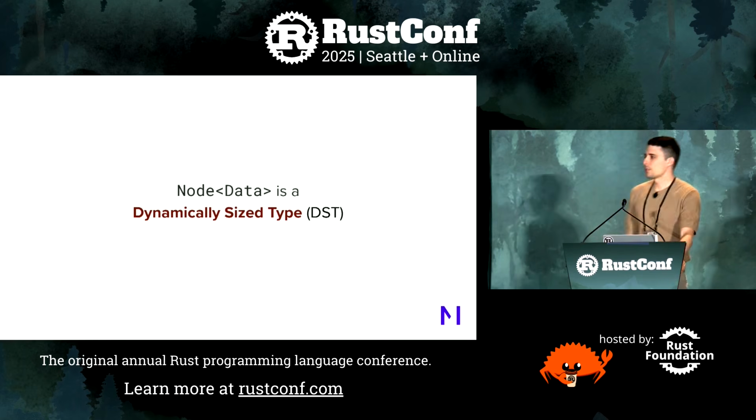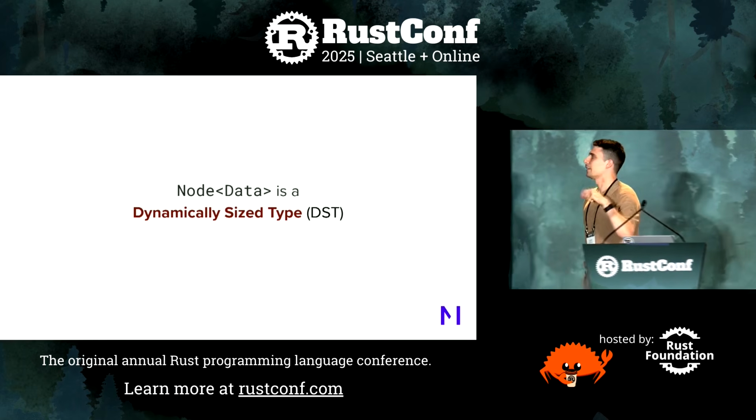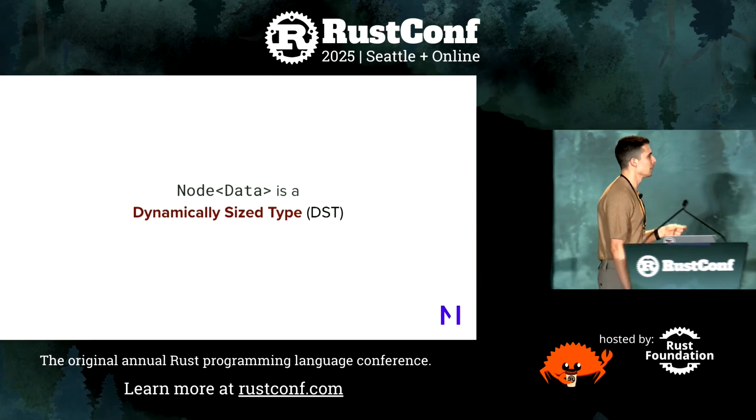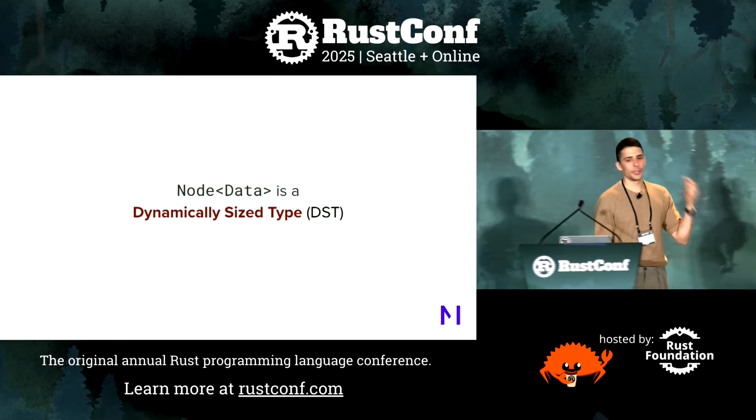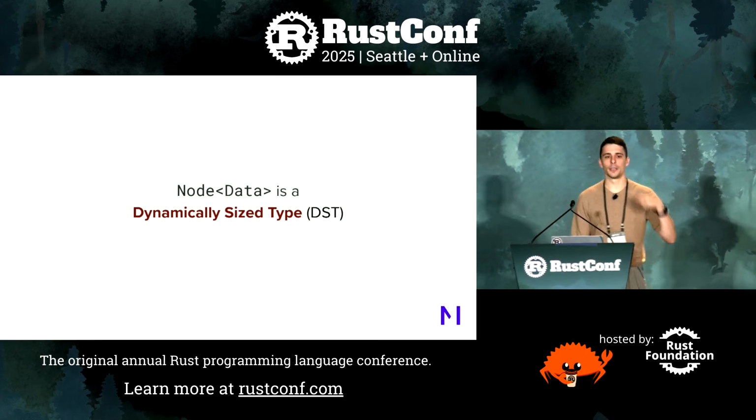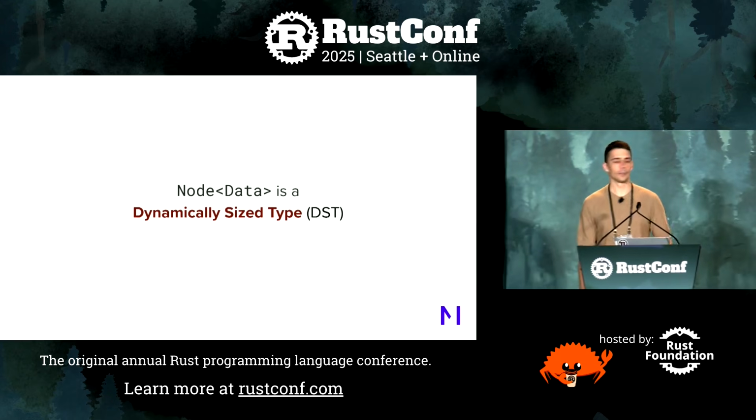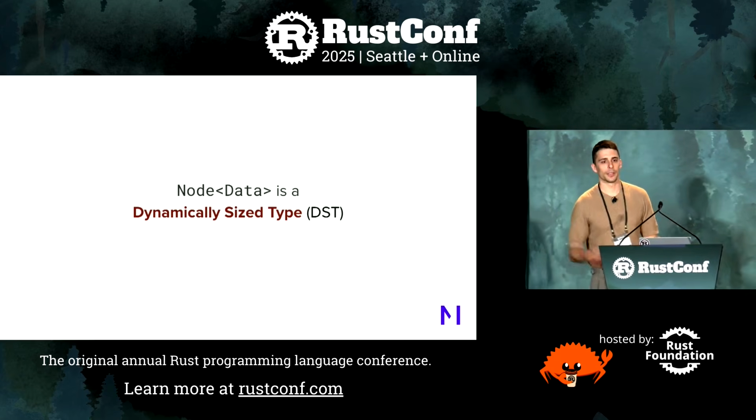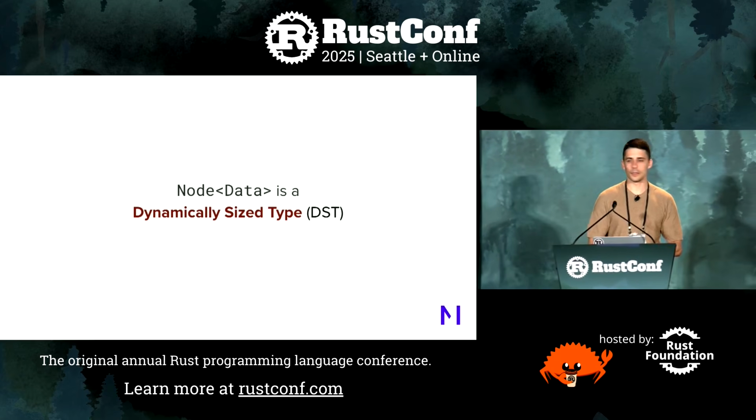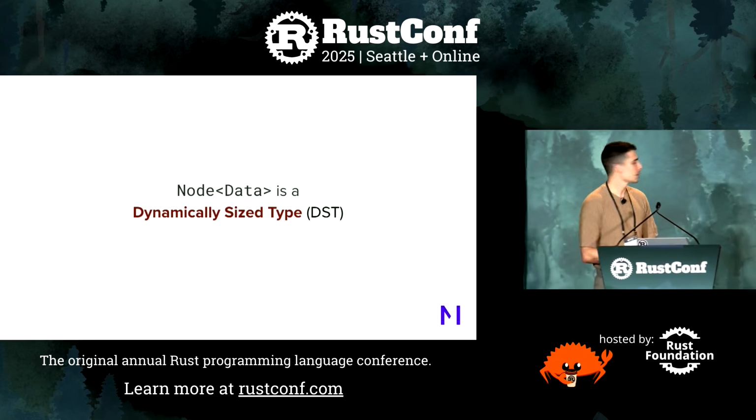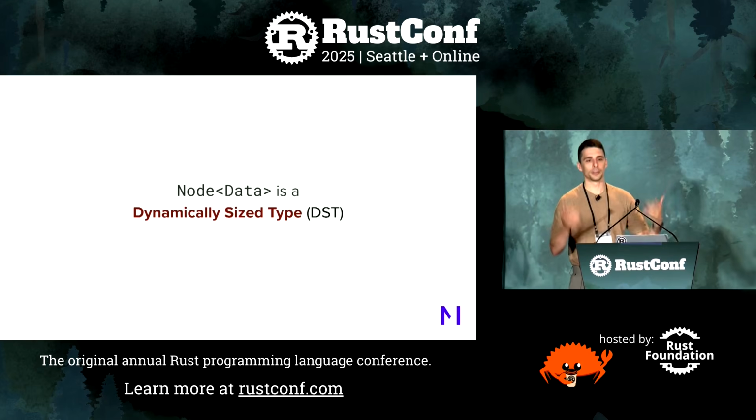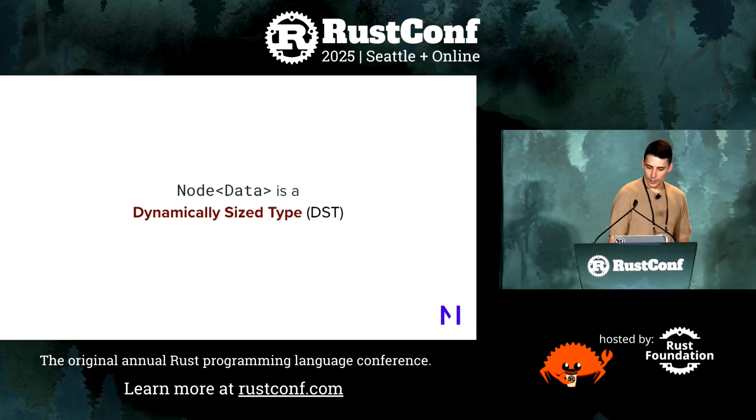Beautiful. What's the challenge with this? Node data is a dynamically sized type, using Rust lingo, or DST, if you like acronyms, which means that we don't know its size at compile time. It depends on some parameters that we only know at runtime. If you've been doing Rust for a while, you know DSTs. You've been using DSTs. Slices are DSTs. Trait objects are DSTs. The challenge here is that we need to define a custom DST. It's not about using one. It's about making one viable.